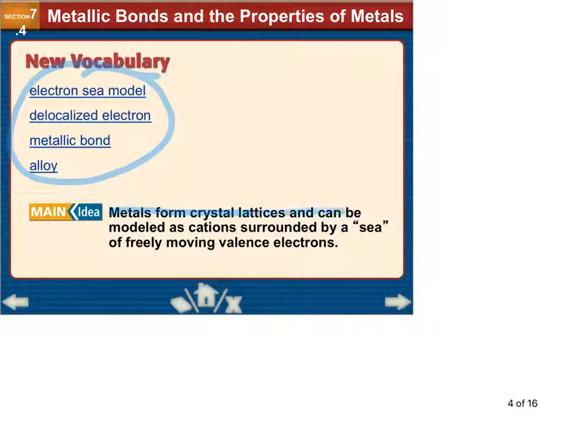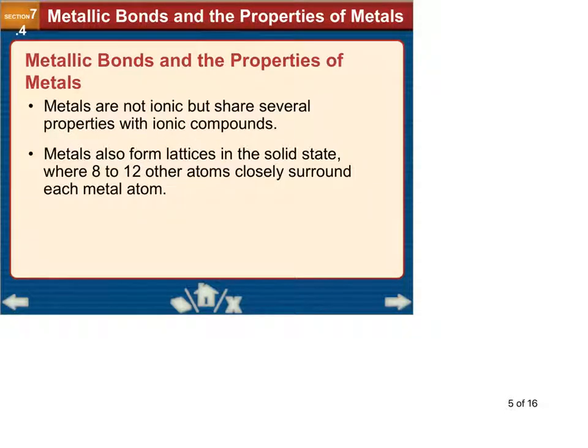Our main ideas: metals form a crystal lattice and can be modeled as cations surrounded by a sea of freely moving valence electrons. Metals are not ionic, but share a lot of properties with ionic compounds. The properties of ionic compounds and metals are very similar. Both metals and ionic compounds form lattices where 8 to 12 other atoms closely surround each metal atom.